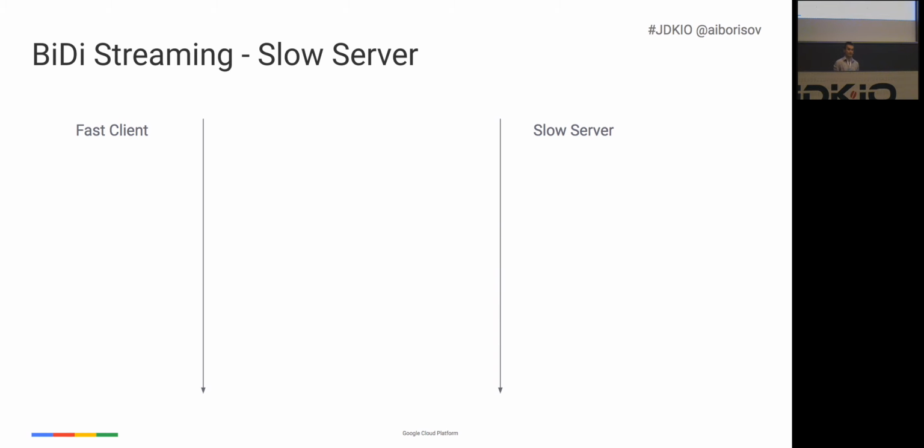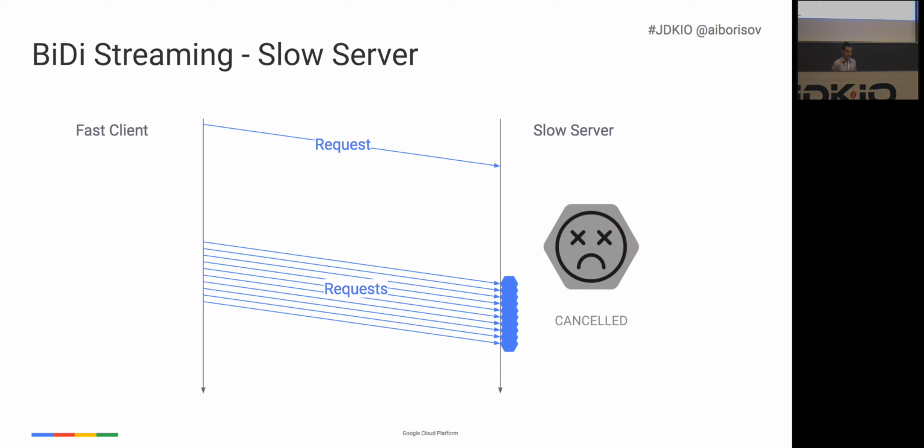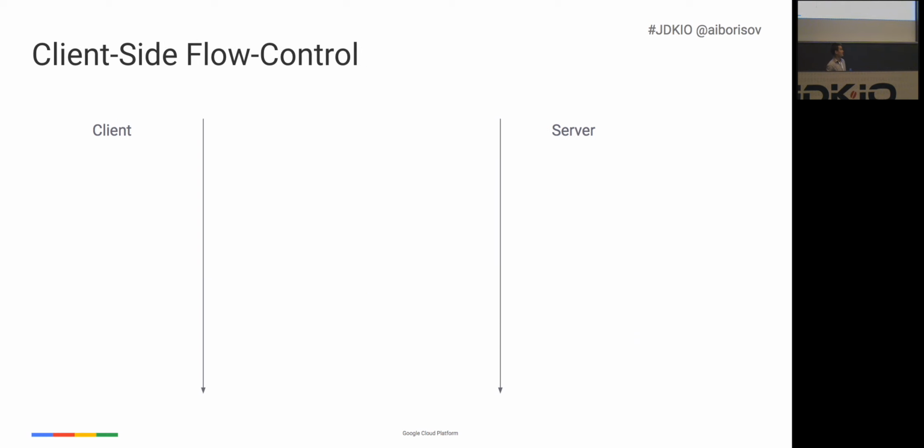On the other hand, the client can send much more data than the server is able to process. If the server is slower, the client sends a request, the server sends back a response, and the client can send multiple requests to our server. If the server is not able to process them all, it can fail. And now the client receives cancelled, unavailable, or some other error. To avoid this kind of failure, we want both client and server to be able to negotiate how many requests each side can handle. It's called flow control.